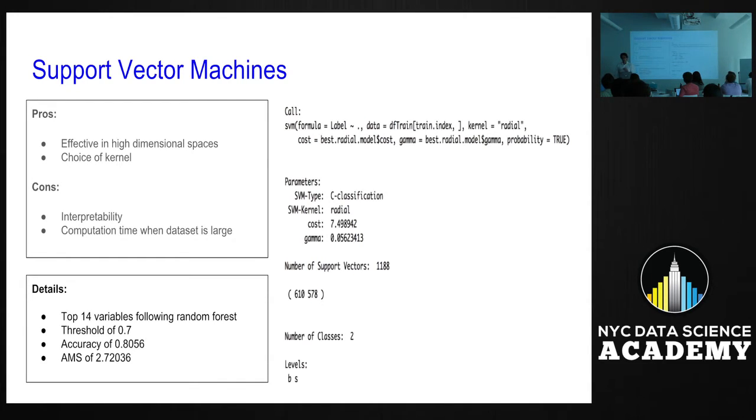The other question I have is the cost parameter at 7.5. On the formula it says best radial model. Is that something you cross-validated, or something you just gave? The cost and the gamma are both from cross-validation on the 1%. So the whole algorithm was run on 1%.